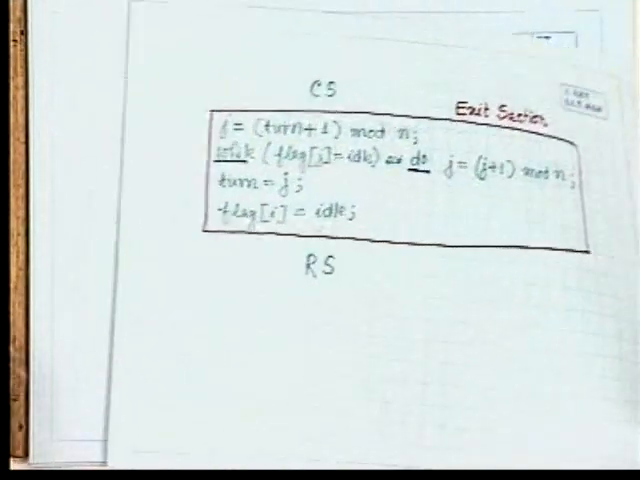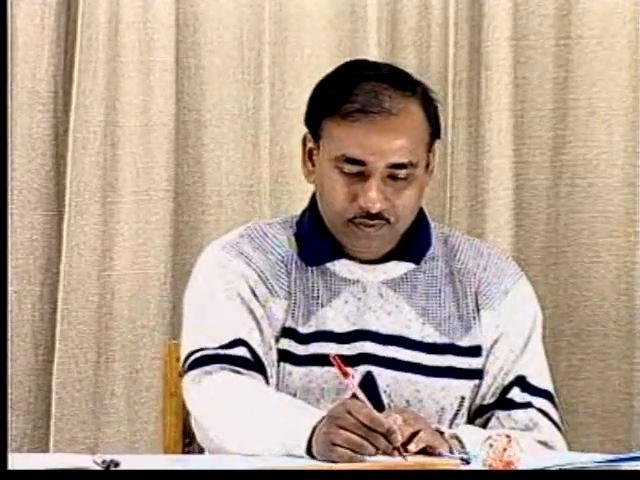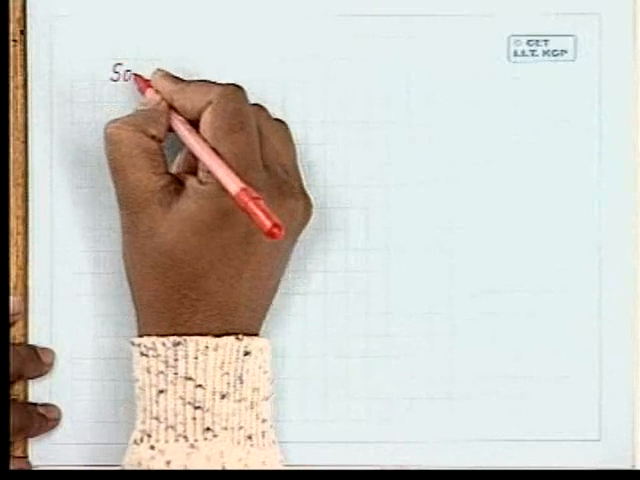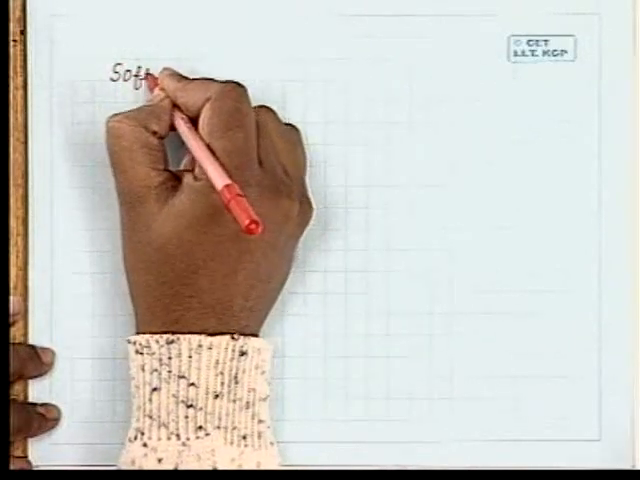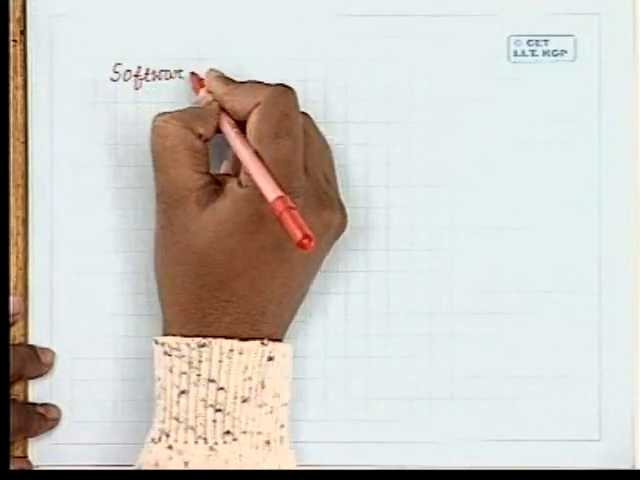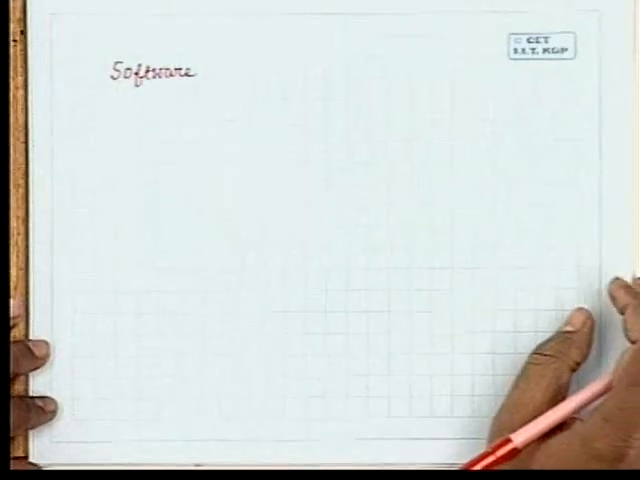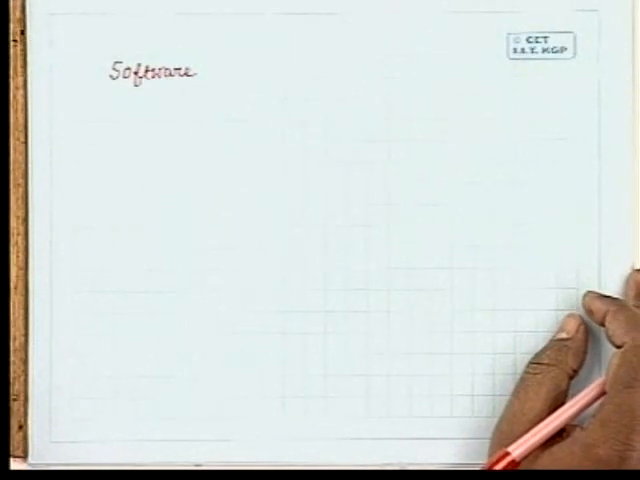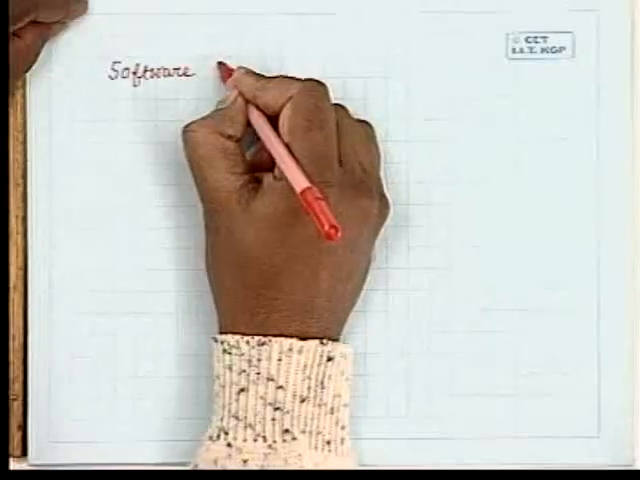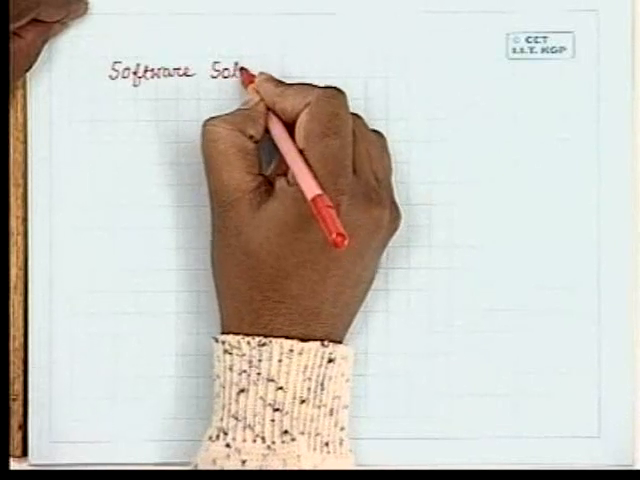So whatever solutions to the critical section problem we have discussed till now are called software solutions, because in these solutions we have written some algorithm so that the requirements of the critical section problem are met. So these are called software solutions.